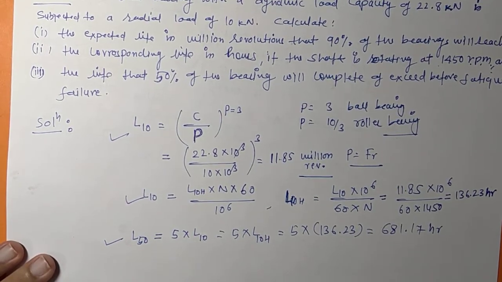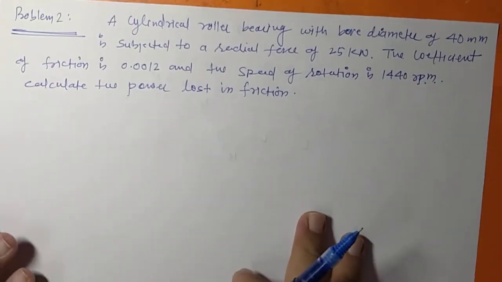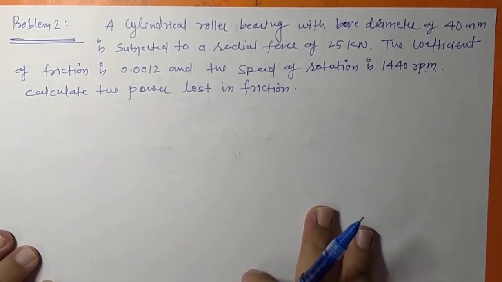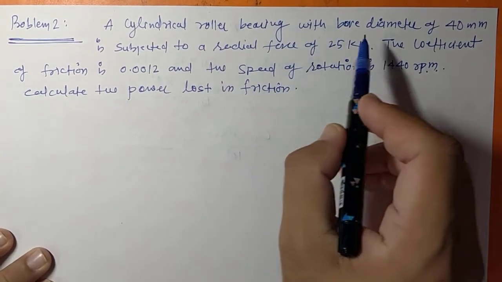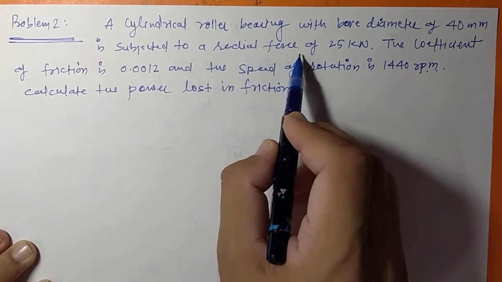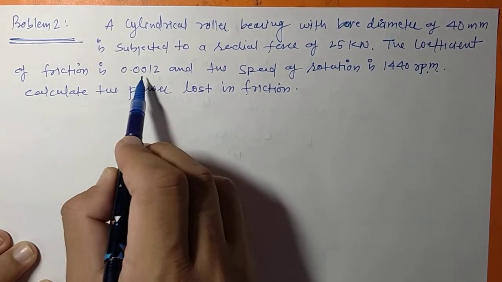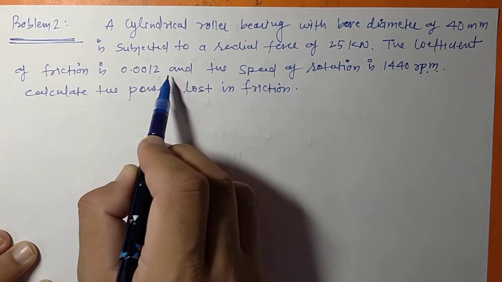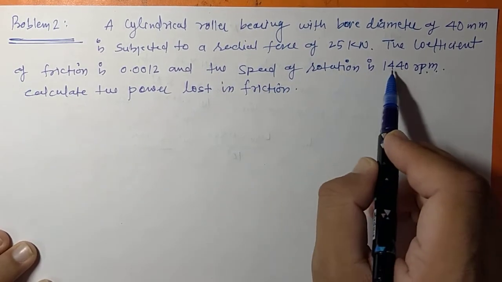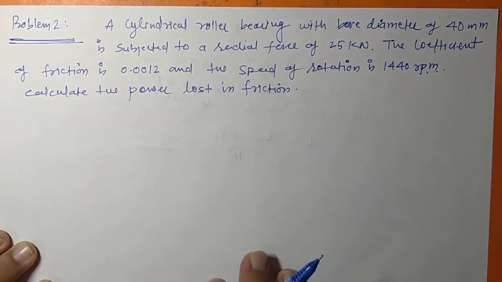So now we are going to take the second problem, which is a cylindrical roller bearing with the bore diameter of 40 mm subjected to a radial force of 25 kilonewton. The coefficient of friction is 0.0012 and speed of rotation is 1440 rpm. Calculate the power lost in the friction.